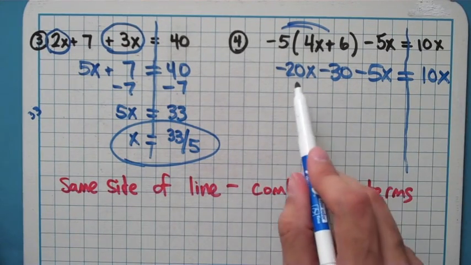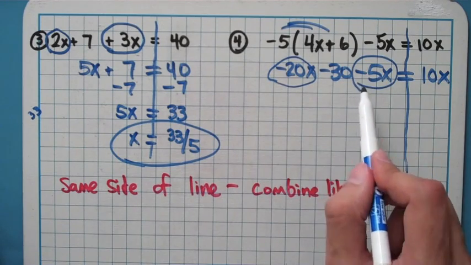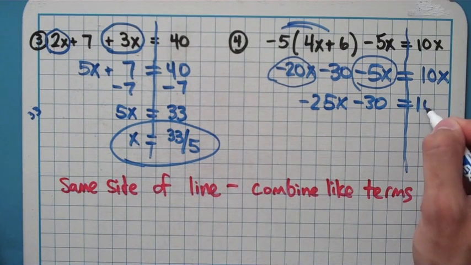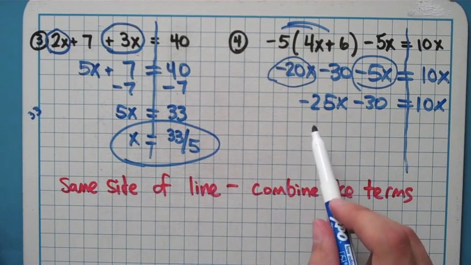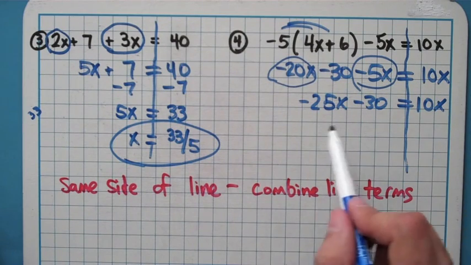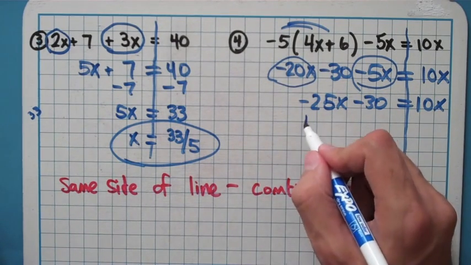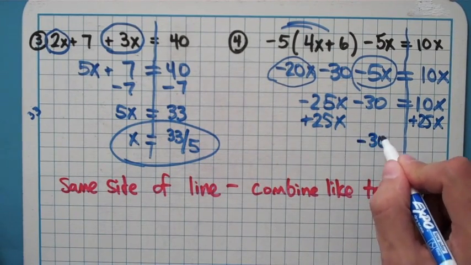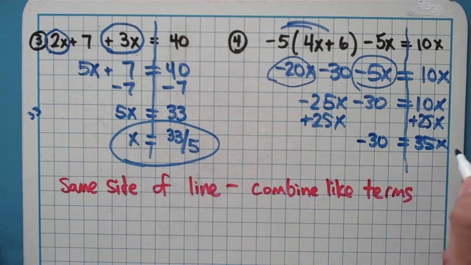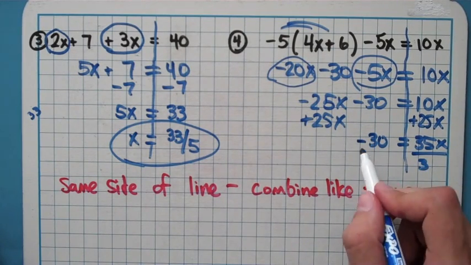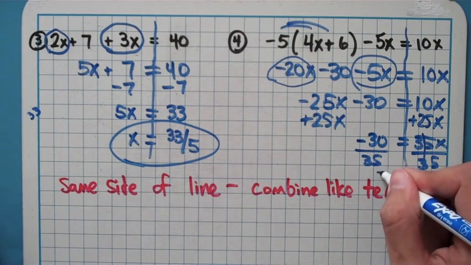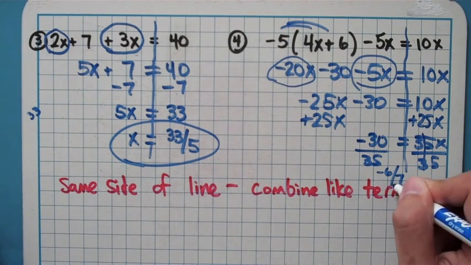I'm going to clean up things on the same side of the line. Negative 20x minus 5x makes a negative 25x. Minus 30 is still there, 10x is still here. I want to get all my x's together, and the easiest way to do that, since this side just has an x already, I'm going to go ahead and bring over my negative 25x. So I get negative 30 equals 35x, and to solve that, I'm going to divide both sides by 35, because I want to get x by itself. So when I do that, negative 30 over 35, if I choose to reduce it, which I should, divide both by 5, I get negative 6 over 7 for x.